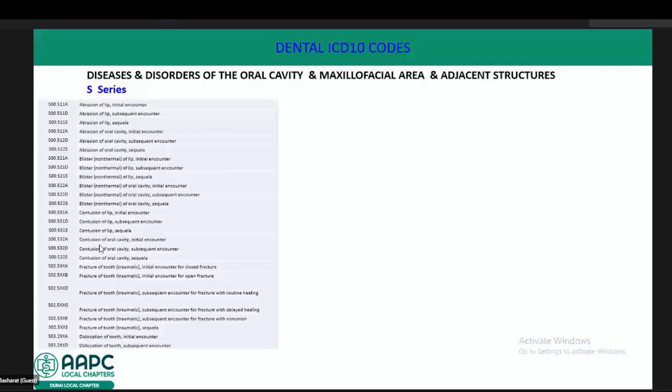And yes, the S series code. Same as in medical, we have fractures and trauma and those things. In dental it is very rare, but for example if the patient comes with a broken tooth, we have this S series code, S02.5XX, for the fracture of tooth. Most of the coders are confused between this code and the crack and the fracture restoration. If you can see this code in the presentation, is it clear?